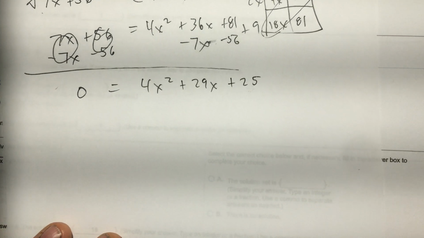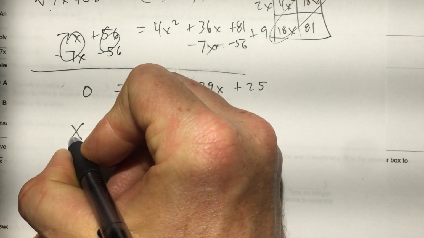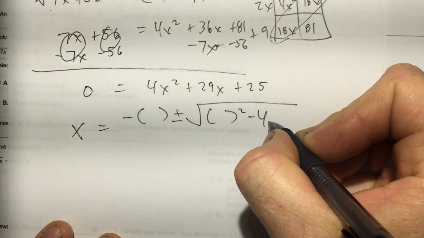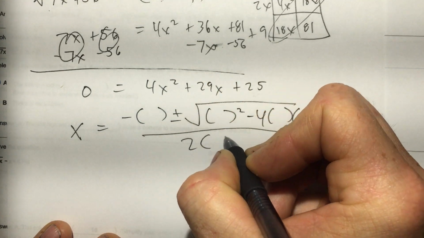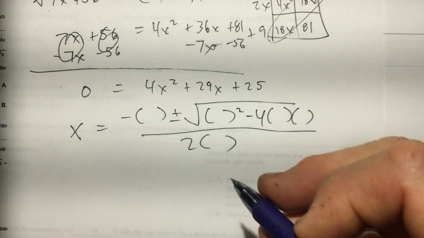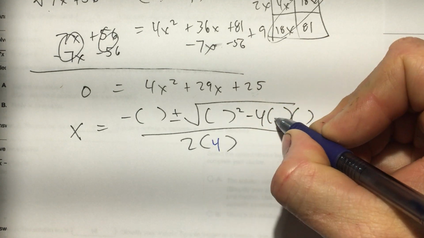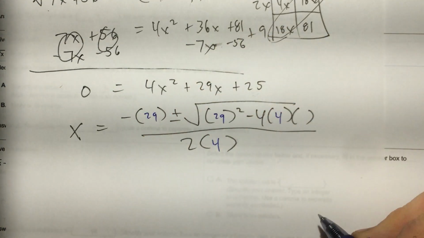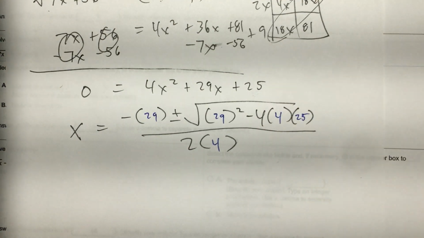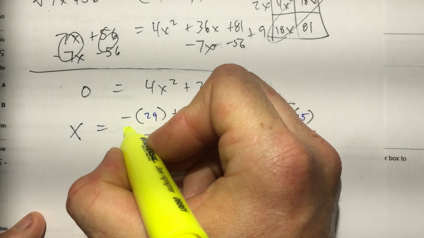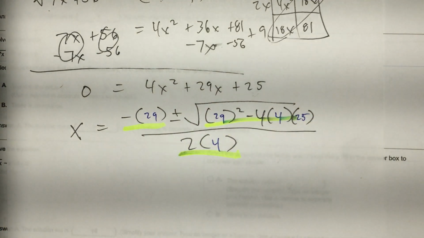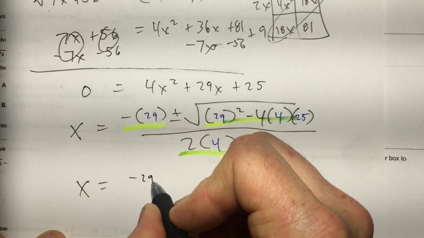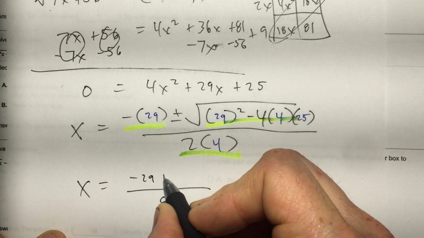So we're going to do the quadratic formula again. X equals negative b plus or minus the square root of b squared minus 4ac, all over 2a. My a is 4, so that goes here and here. B is 29, so I have a 29 here and a 29 there, and then C is 25 down here at the end. And then there's 1, 2, 3 things to do here. So that means I got a negative 29, and here I got an 8.